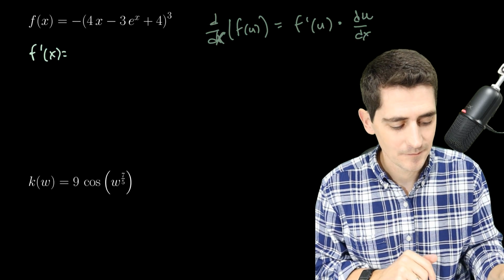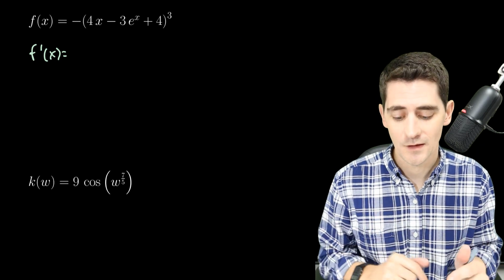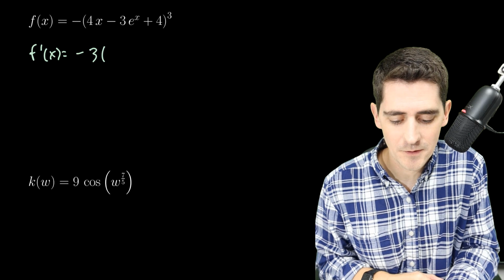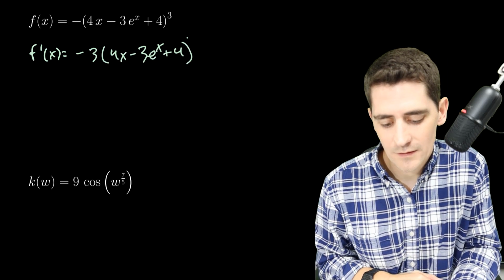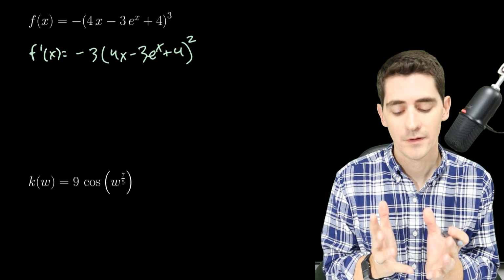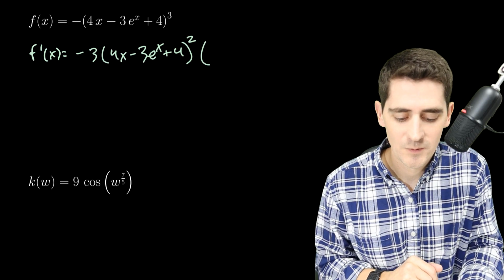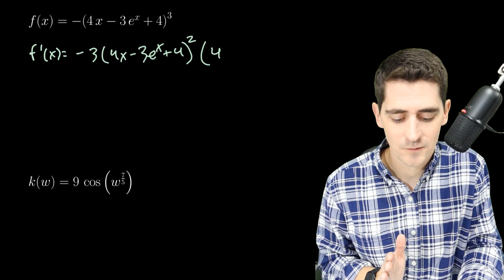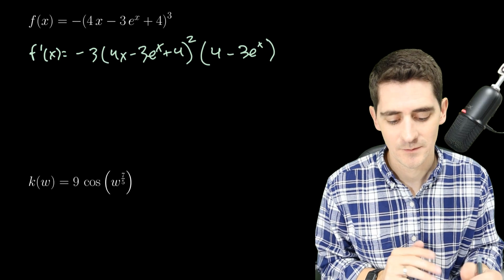So in this case, 4x minus 3 e to the x plus 4 is the inside, cubed is the outside. So here I have negative 3, 4x minus 3 e to the x plus 4 quantity squared. That's just power rule. But now I need to multiply that by the derivative of what's inside. So that's going to be times the derivative of 4x, which is 4, minus 3 e to the x plus 0, which I'm not going to even write.